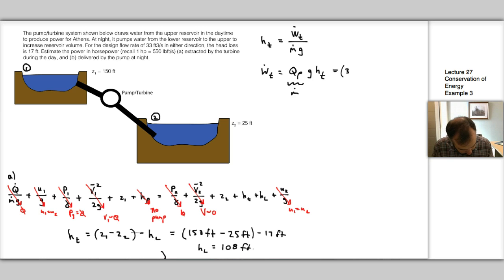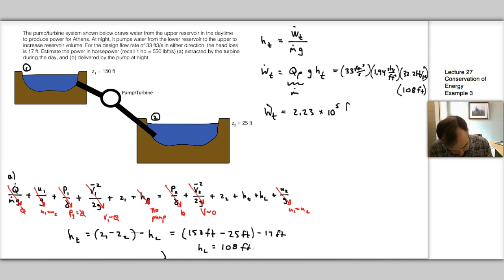So we get 33 feet cubed per second times 1.94 slugs per foot cubed times 32.2 feet per second squared times 108 feet. We do the math there and we get W dot T is equal to 2.23 times 10 to the fifth foot-pounds per second. And then we can use that conversion above where we say that 1 horsepower is equal to 550 pound-foot per second.